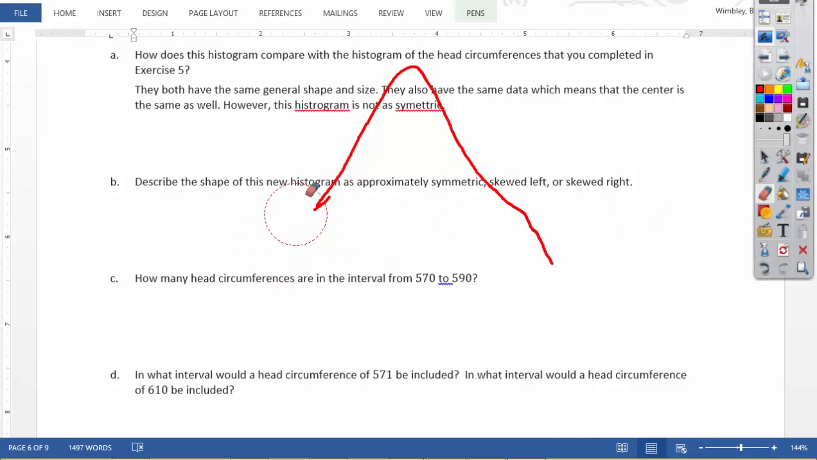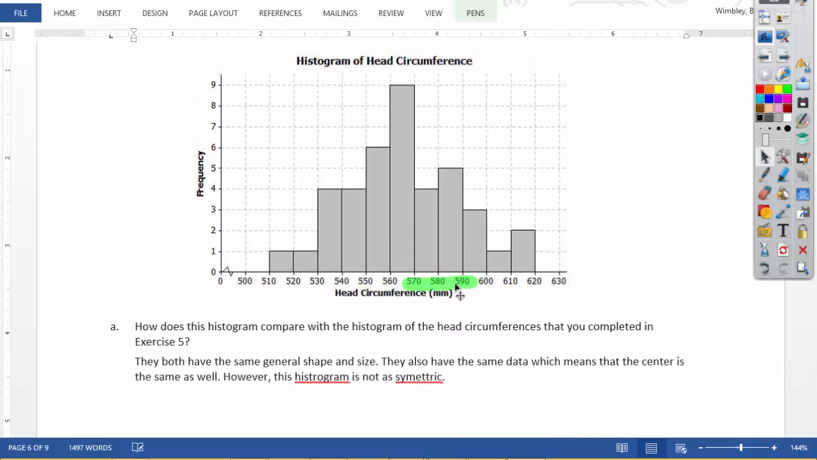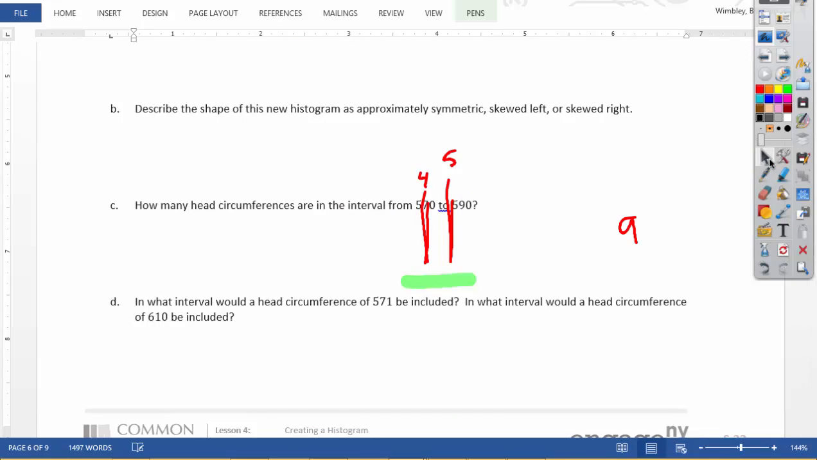All right, here's my next question on here. How many head circumferences are in the interval? In this part, we need to be careful. 570 to 590. So I need to look up here, and where is that 570 to 590? Well, it's all these values. So it's not just this, but it's this part and this. So that is 4 and 5, which is 9. So how many head circumferences are in there? There are 9.